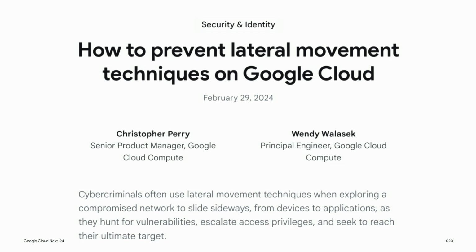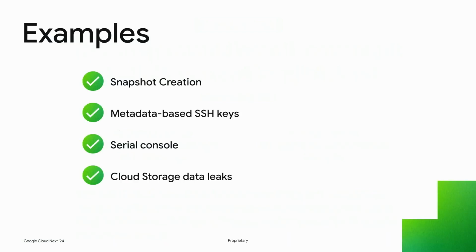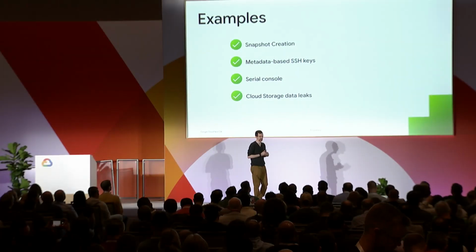So I recommend you look at this. This is also talking about IAM and least privilege. And I'll bring up a couple of examples that are mentioned in the blog post. One of those is, for example, snapshot creation, right? These are a few different examples that can be easily overlooked when defining IAM roles.